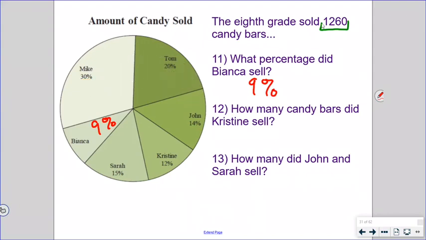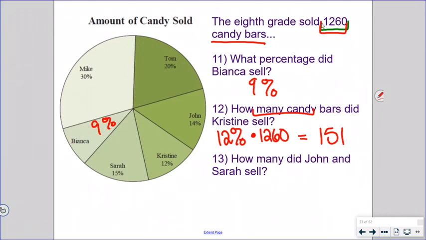Now this is where it gets tricky. How many candy bars did Christine sell? Not what percent did Christine sell? I know Christine sold 12%, but I want to know how many candy bars. Well, if 8th grade sold this many candy bars and Christine sold 12% of them, then she's going to sell 12% of 1,260. When you do that, you might get a decimal, and if you do, you round it. So she sold 151 candy bars.